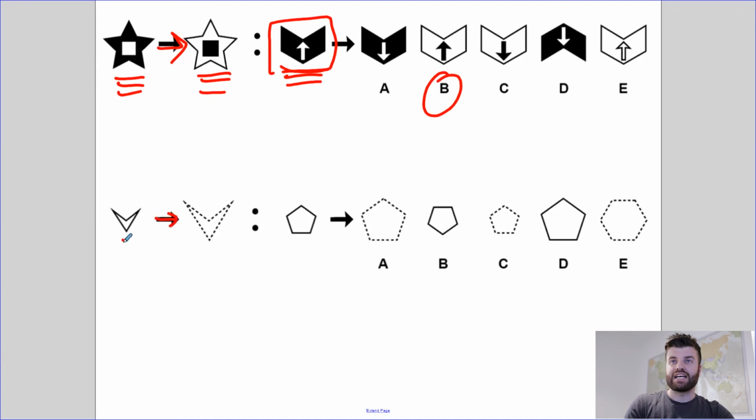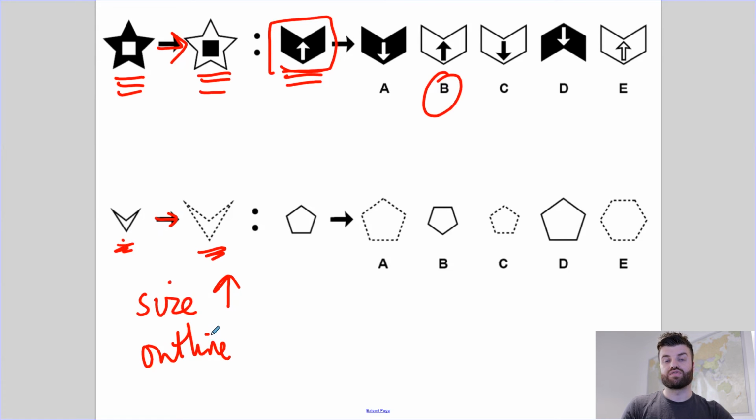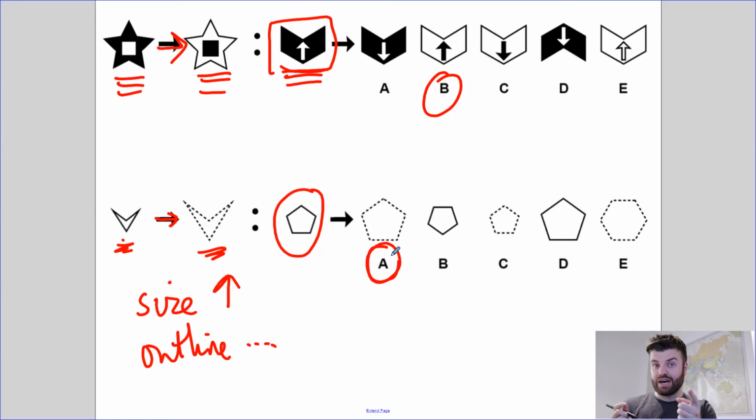What happens here as we move from this first shape to the second shape? Well, firstly, the size. The size increases. And secondly, the outline. The outline goes from solid to dotted. So we're looking at this shape now. We need a bigger version of that exact shape with the outline dotted. And again, it should be a quick fix now. We've built up our rule. The answer is A. And that's how we solve transformation type questions.